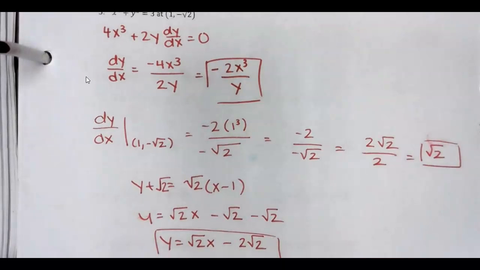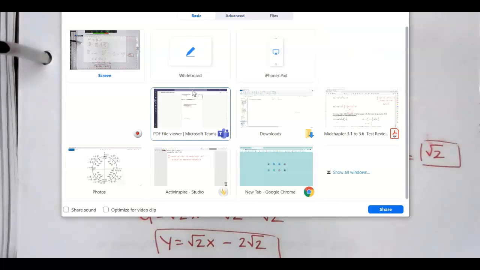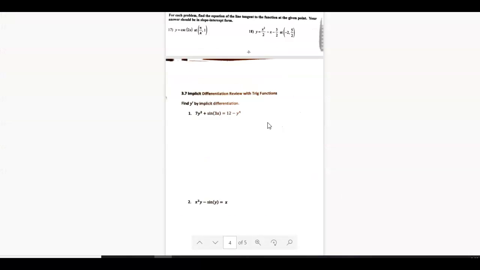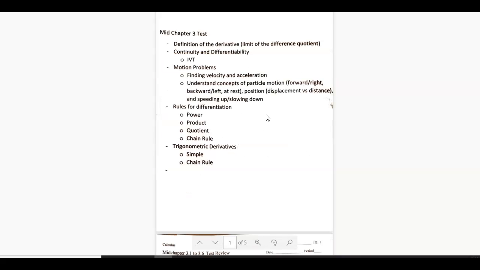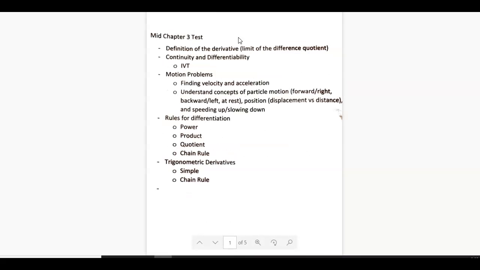So that kind of summarizes everything on our test. So again, we've discussed that the test is made up of multiple parts. Those parts consist of the following key ideas. So our key ideas are, do you know the definition of the derivative? Do you know the limit as h approaches 0 of f of x plus h minus f of x all over h? Do you know the three laws of continuity and differentiability?